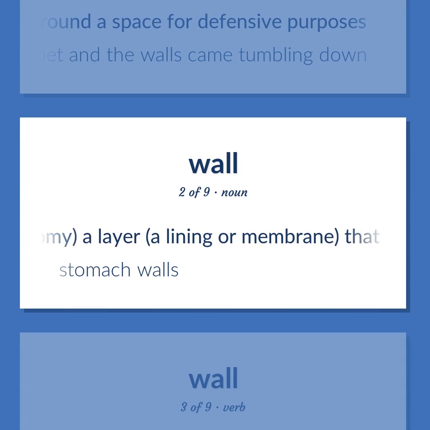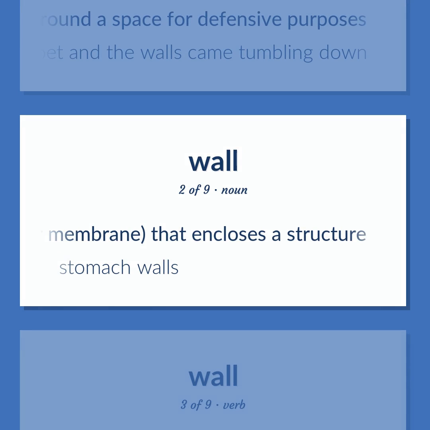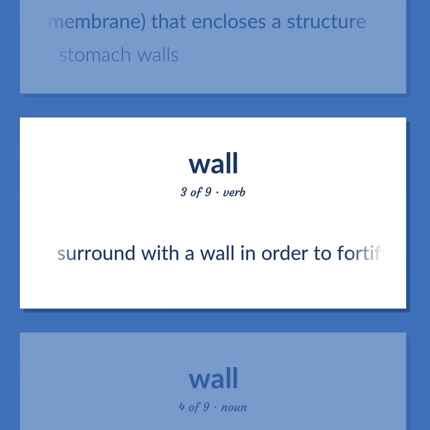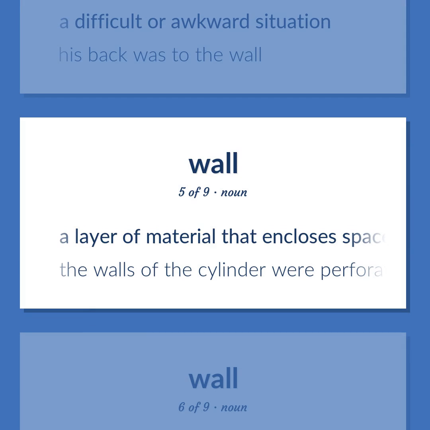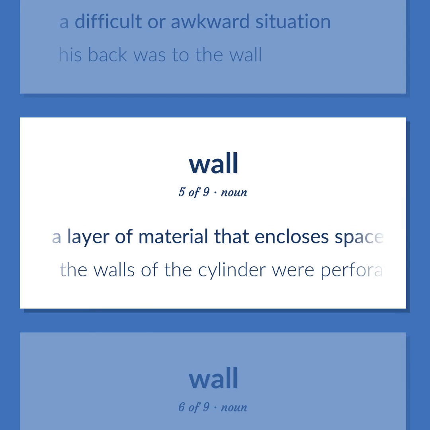Anatomy, a layer, a lining or membrane, that encloses a structure. Stomach walls. Surround with a wall in order to fortify. A difficult or awkward situation. His back was to the wall. A layer of material that encloses space. The walls of the cylinder were perforated.